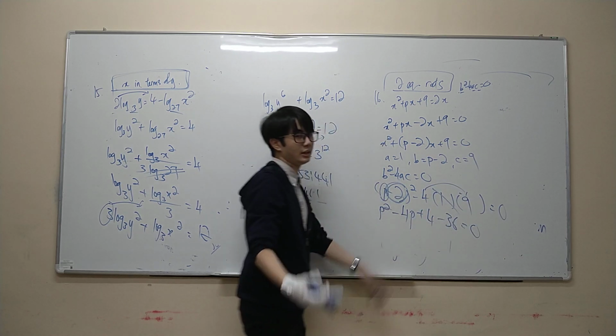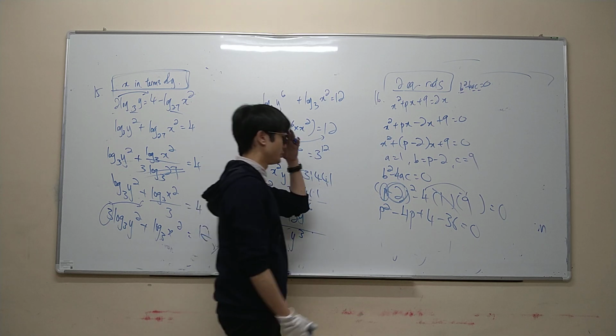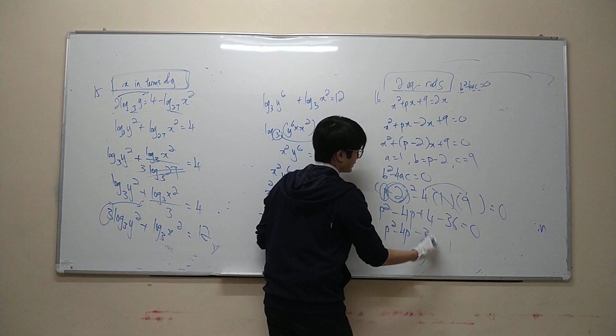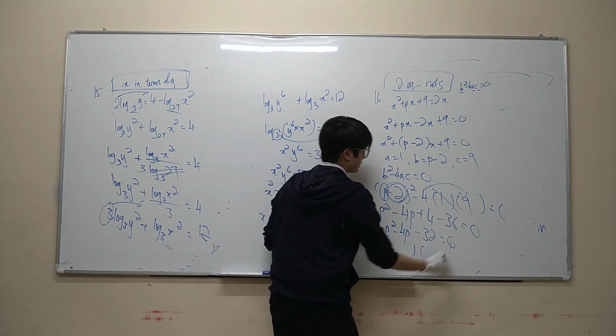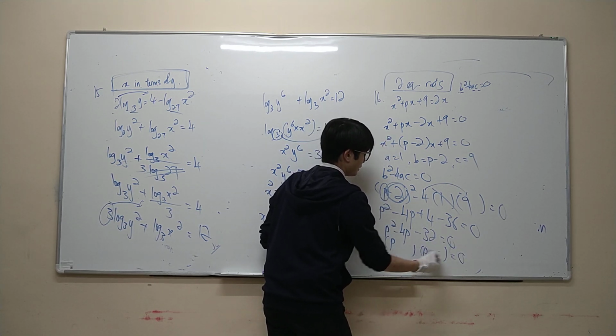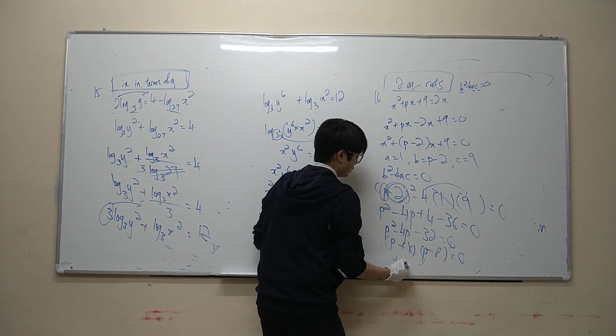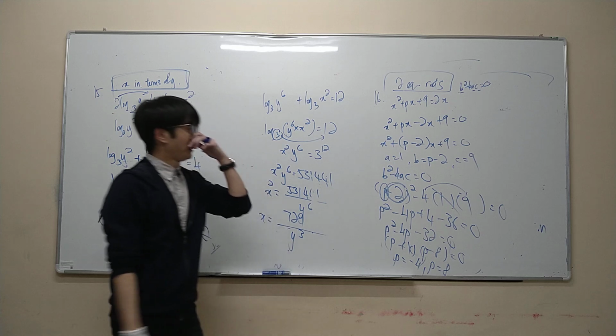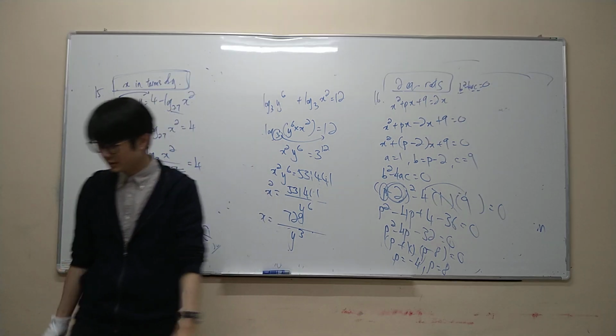The 1 just ignore lah. Okay? Because 1 means ada dalam. So the answer will be P squared minus 4p. 4 minus 36 is negative 32 equals 0. Factorize. So P, P, 8, 4, plus minus. So it will be P equals to negative 4, P equals to 8. Alright? That's all. Betul ke saya buat?